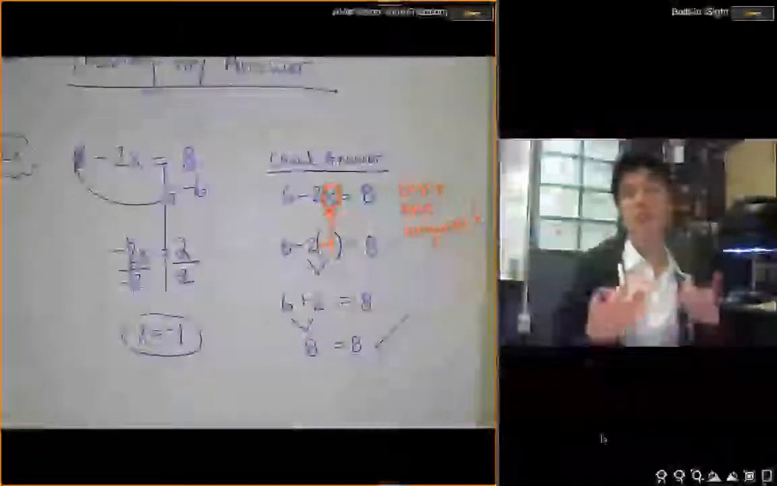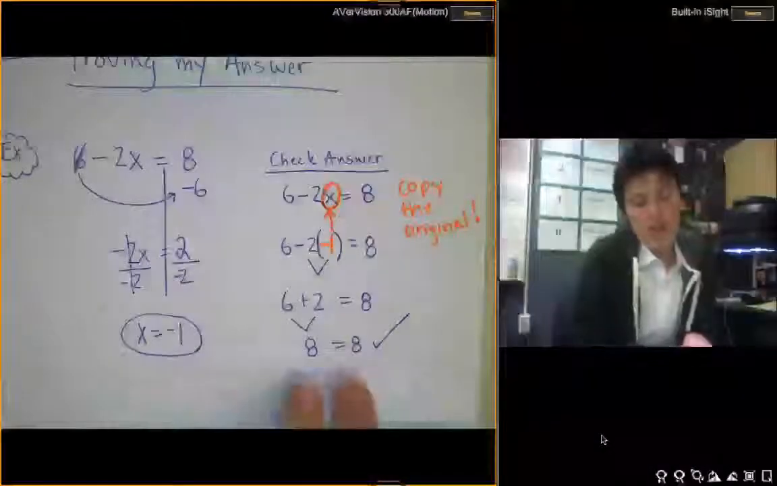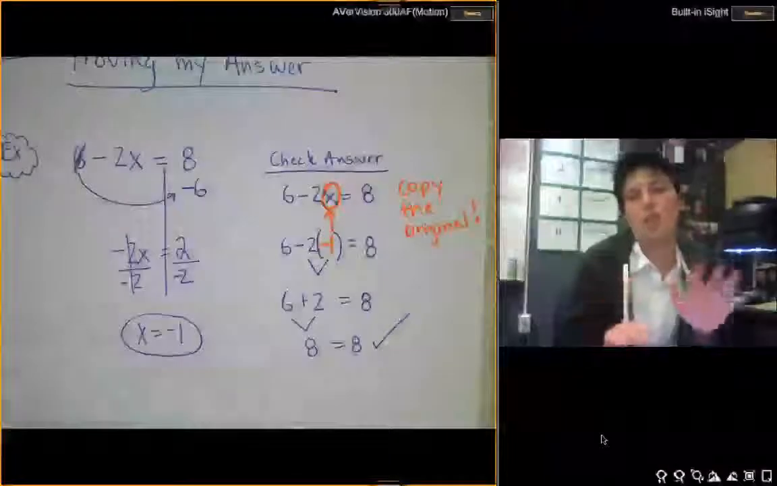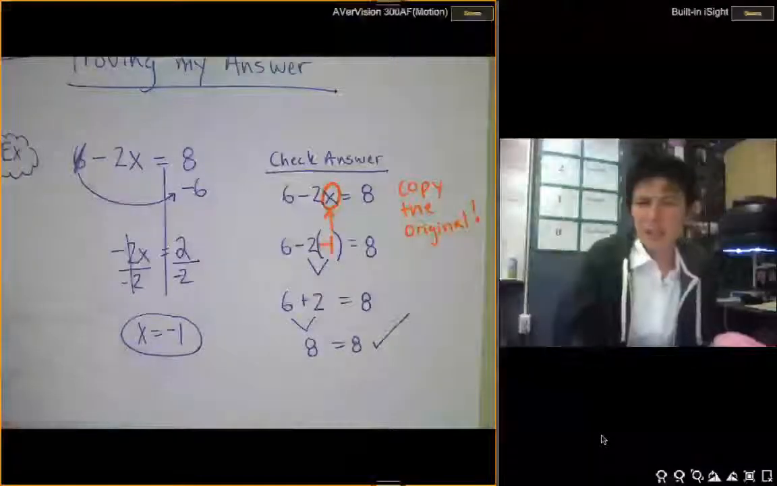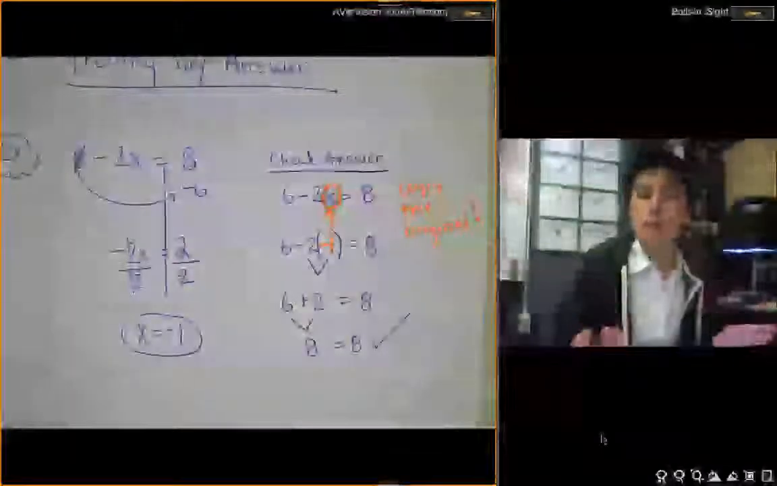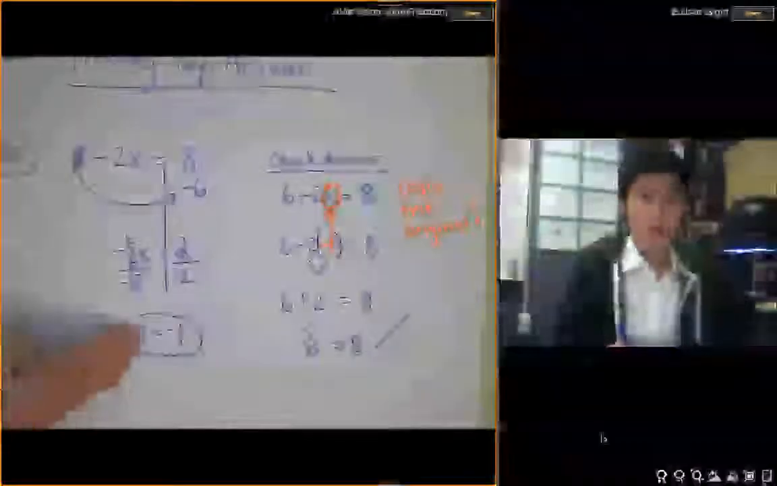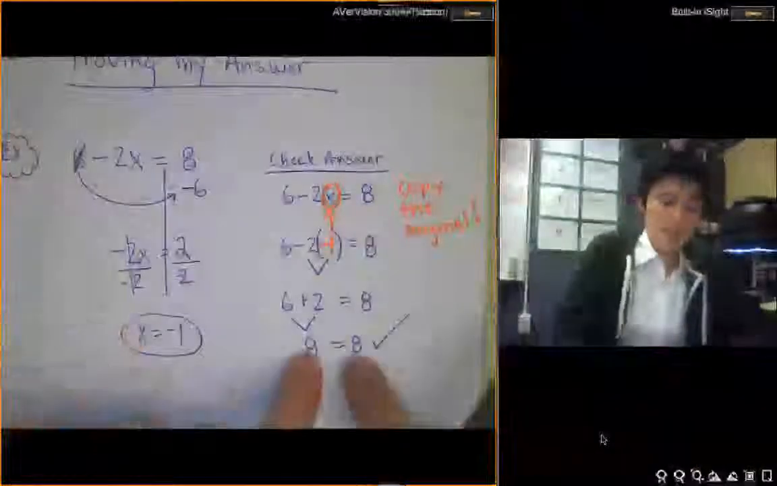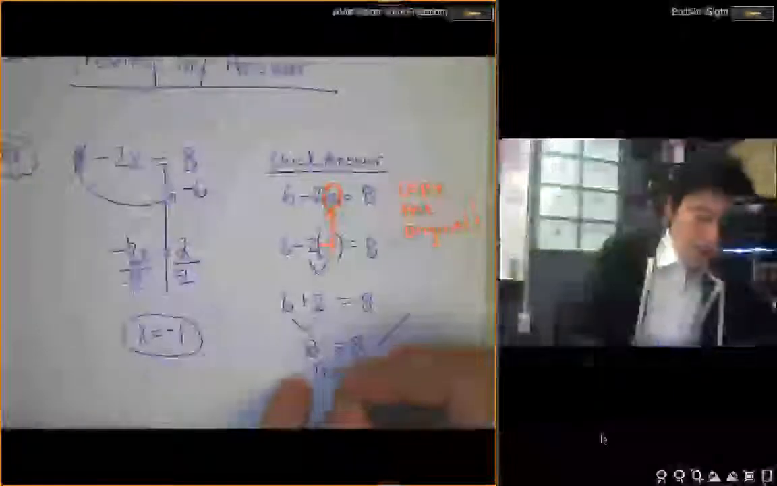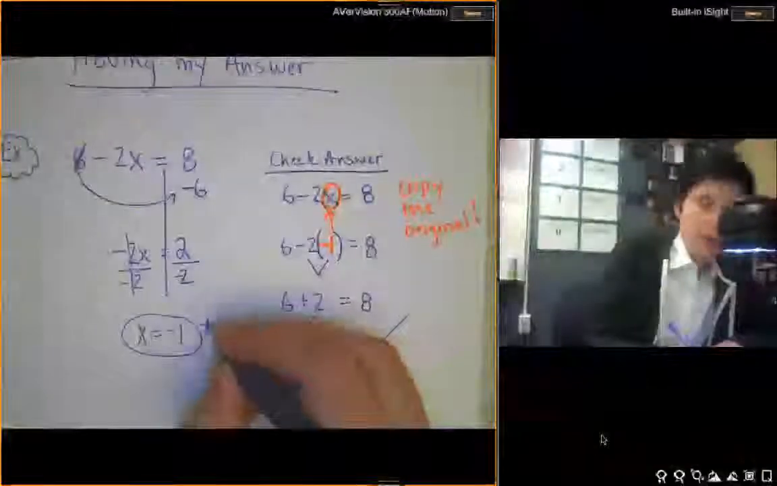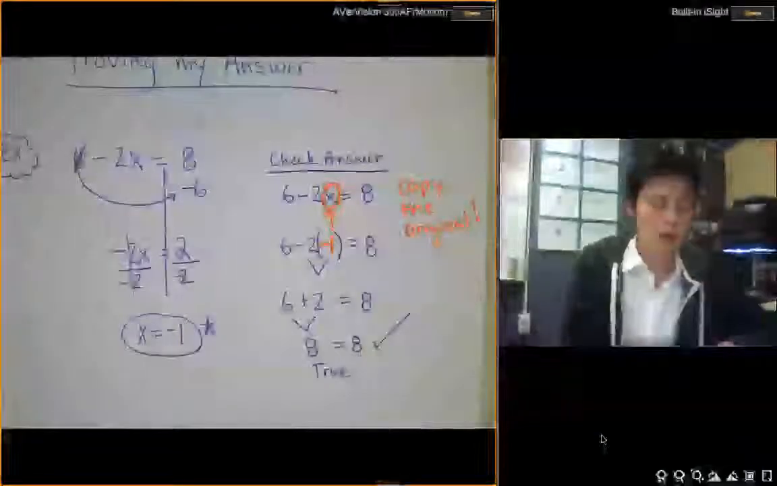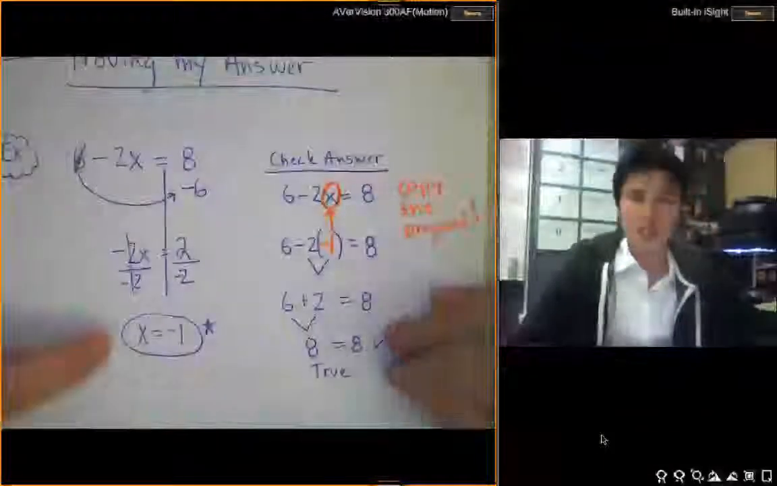Now if I had done all of this work and I'd gone all the way down here and I had gotten something like 5 equals 8 or 5 equals 3, you would have been like, 5 doesn't equal 3. That doesn't make any sense to me. If you get something that doesn't make sense, your answer's wrong. But if you get something like this, 8 equals 8, this is true. So yes, x equals negative 1 is the right answer. You have proved your work. So this is your proof, but this is your solution.